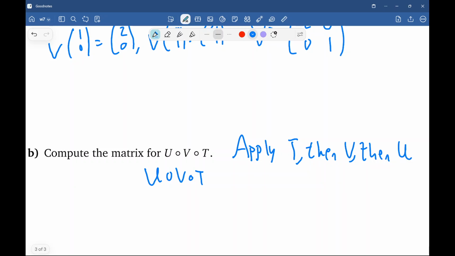This isn't super important. If we were to multiply this by a vector, we would do this first. And then this would be some vector here. Then we would do this. And then this would be some vector here. And then we would do this. So that's why the order is reversed. Oh no, I wrote something I didn't mean to. Okay, that's just a side note.